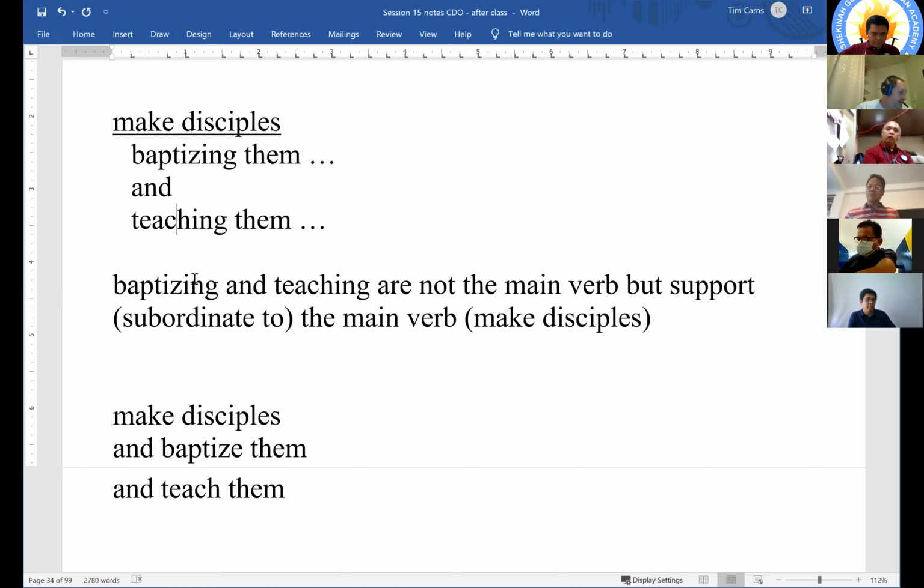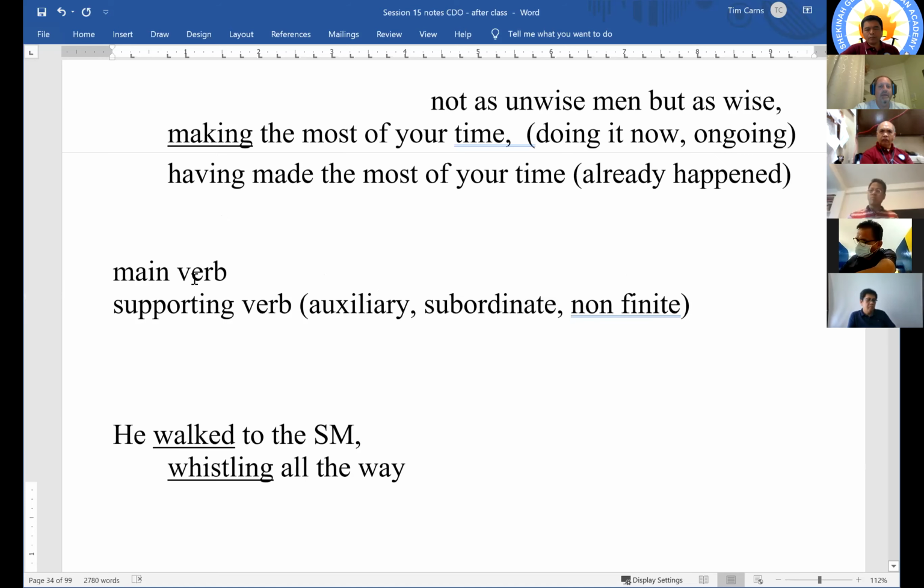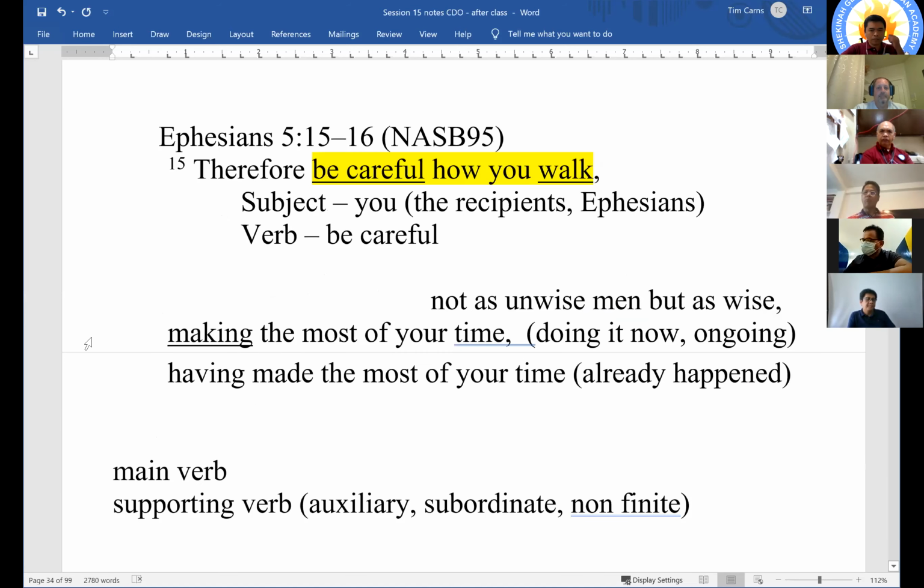All right. And in fact, I think I've got a sentence here. We're going to see another sentence in a minute with the participle. But notice we saw one already, making the most of your time. All right, that's not a main action. It's supporting the verb walk. All right. How are we to walk? By making the most of our time. That's what it looks like. Redeeming our time. And then he gives a reason. Why are we to make the most of our time? Because the days are evil.